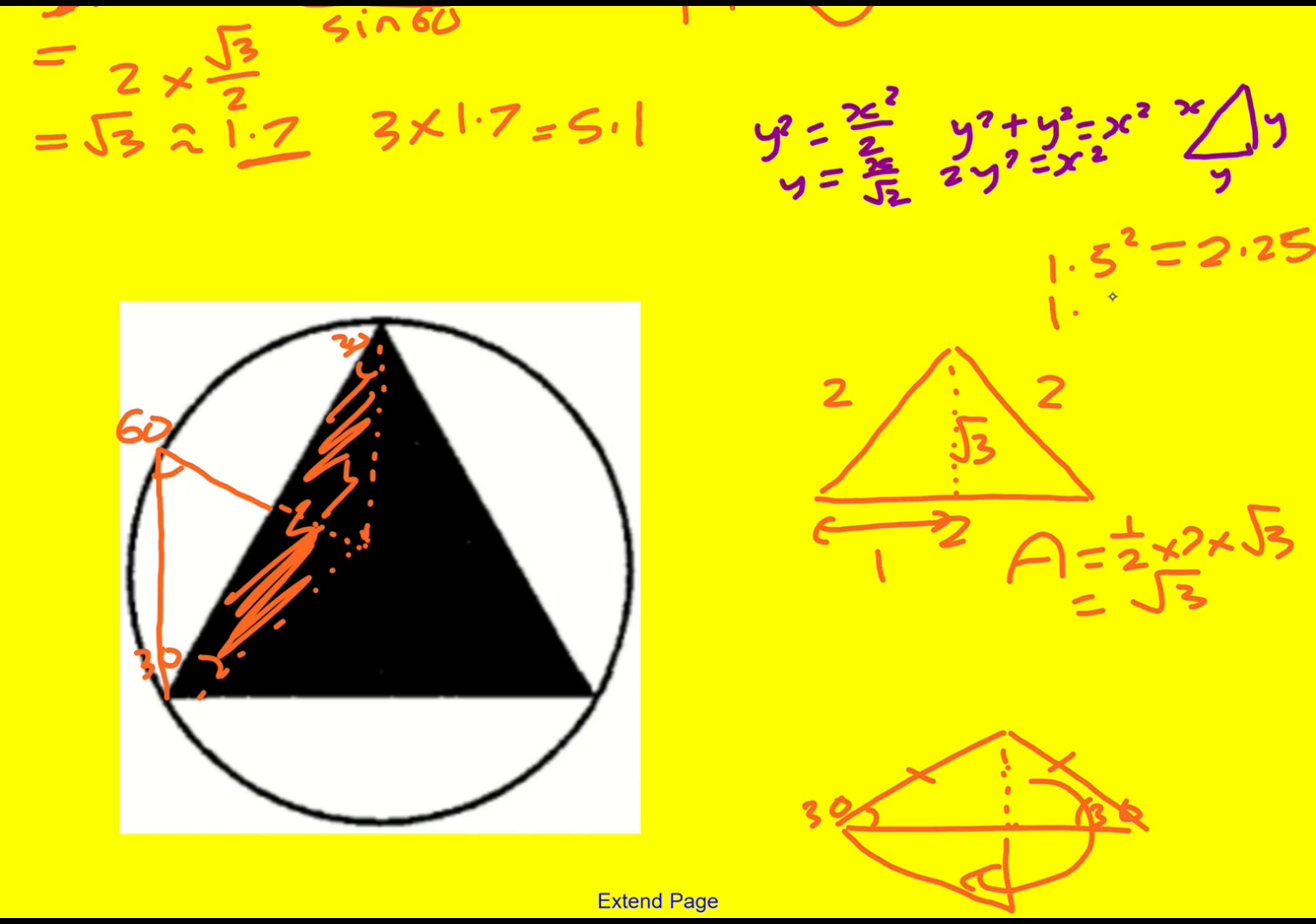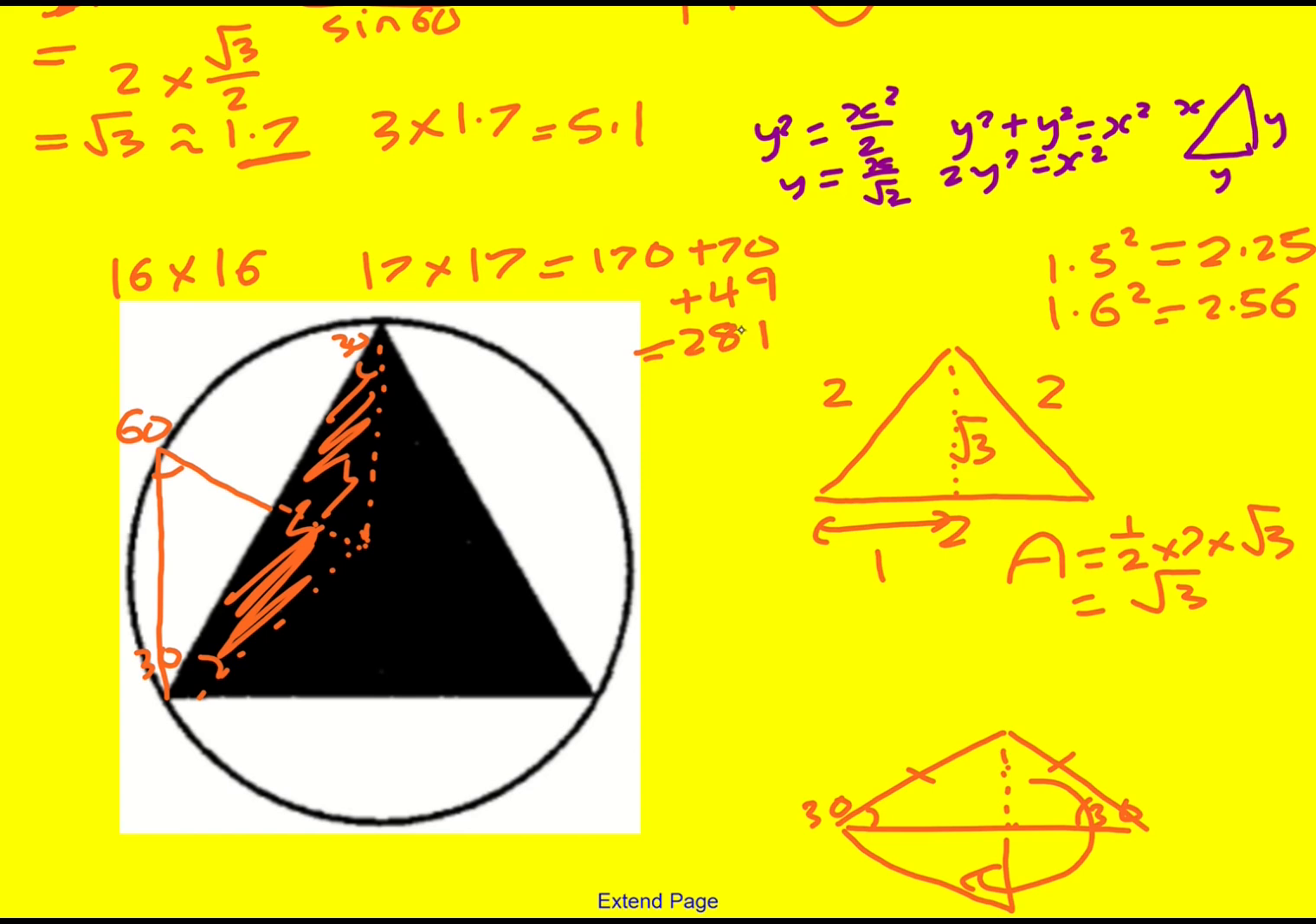That's too small. 16 squared, 16 times 16 is 256, so we get 2.56 here. 17 times 17, actually, I don't know that one off the top of my head, but I'm going to do 170, like 10 times 17, and then plus 70 plus 49. So 240. Oh yeah, 289. I should have remembered that. So we get 2.89.